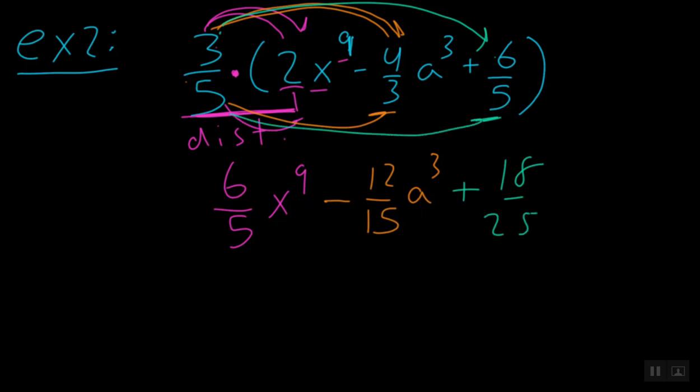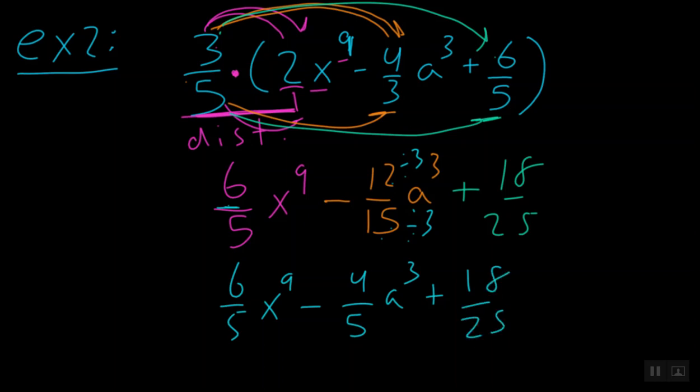Now at this point we don't have any like terms, but we do have to ask ourselves, can any of these simplify? So let's see here. 6 and 5 have no common factors, so we just write 6 over 5, x to the 9, but 12 and 15 can actually both be divided by 3. And so I'd say, okay, I have to reduce. So I'm going to write minus 12 divided by 3 is 4 over 15 divided by 3 is 5 a cubed plus 18 over 25.